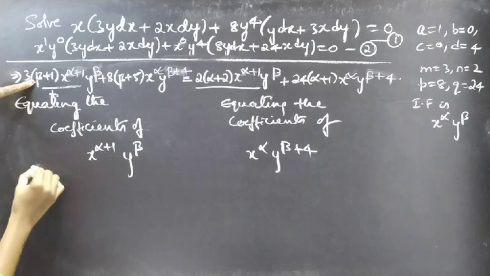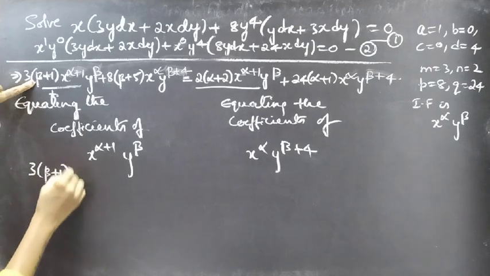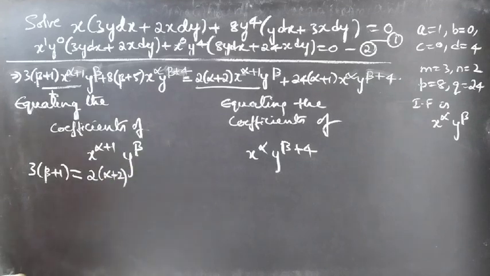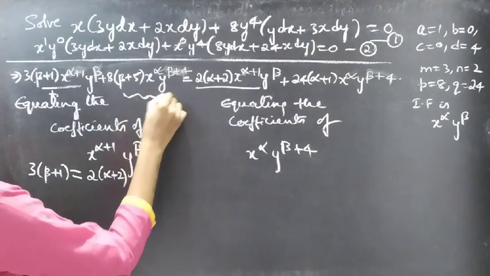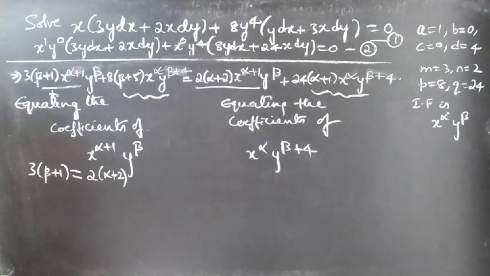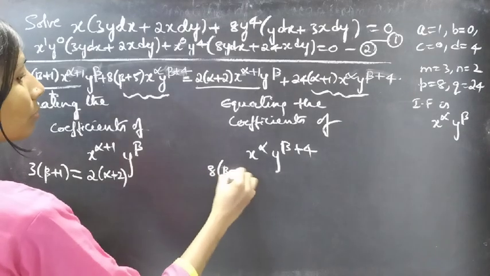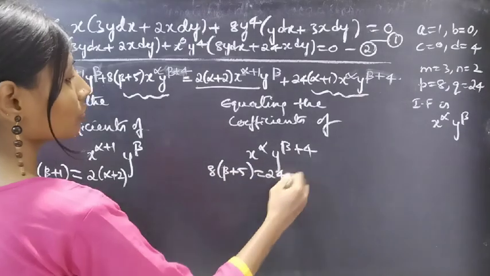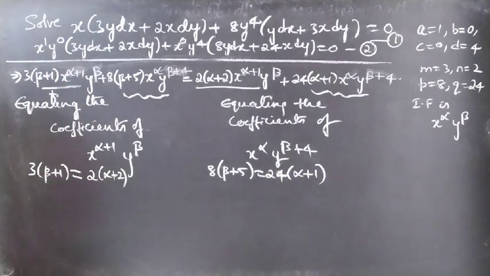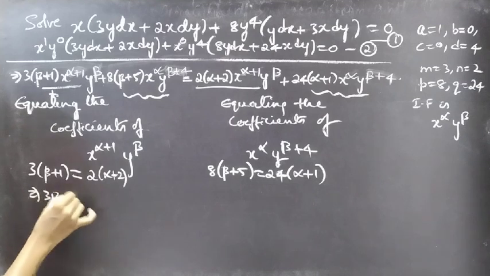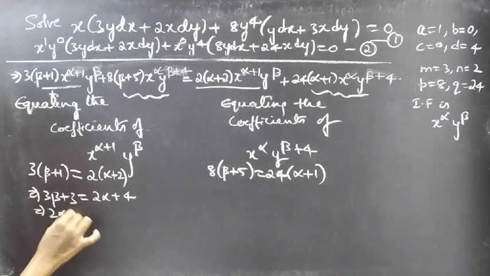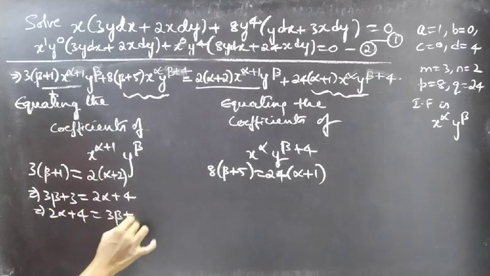You will get 3 times (β+1) equal to 2 times (α+2), right? And by equating the coefficients of x^α y^(β+4) gives 8 times (β+5) equal to 24 times (α+1), right? This gives us 3β+3 equal to 2α+2 twos are 4, or we can write this as 2α+4 equal to 3β+3.